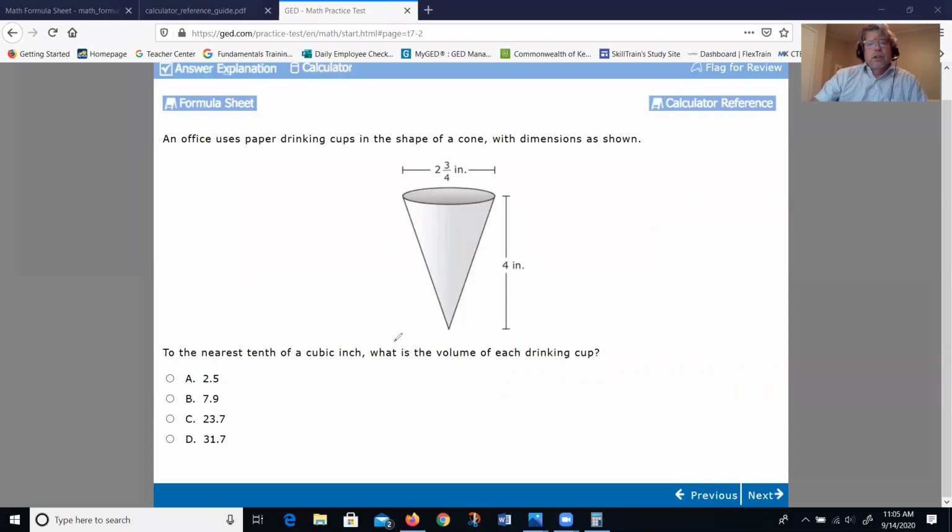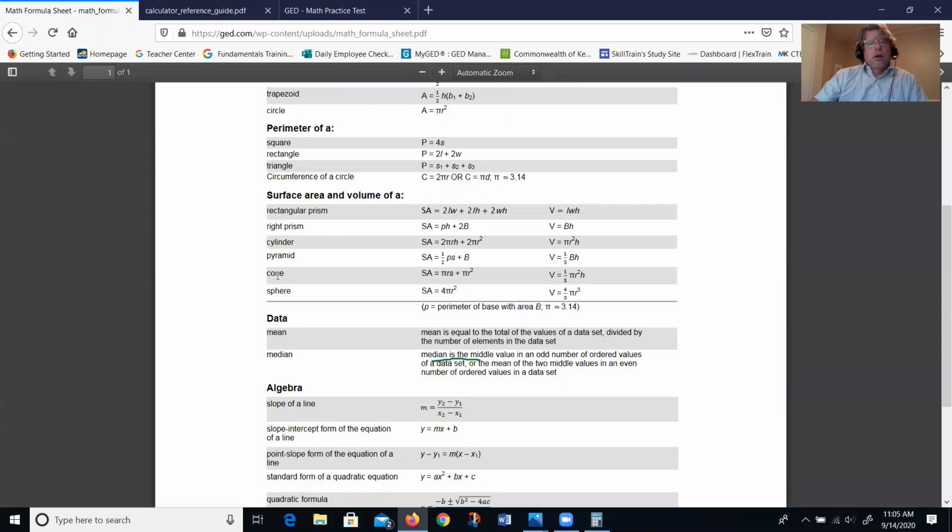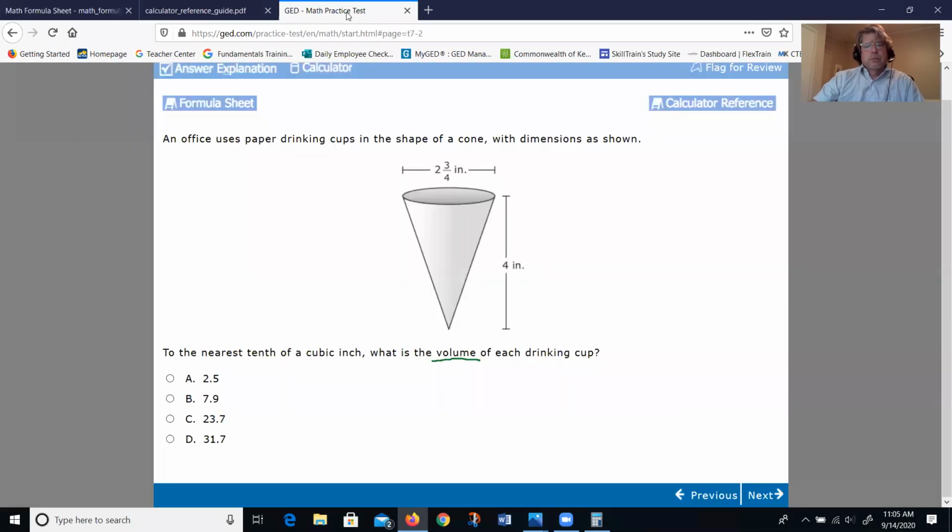So what is the volume? We'll pick up on it if we go to our formula sheet, and we do have a cone. So we see cone, SA stands for surface area, V stands for volume, so it's going to be this 1/3 pi r squared h that is going to be our formula. So we'll have to transfer that over.